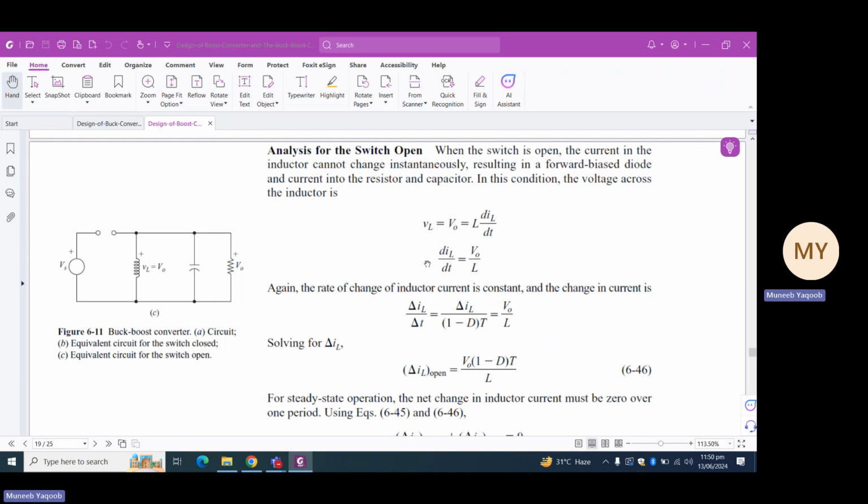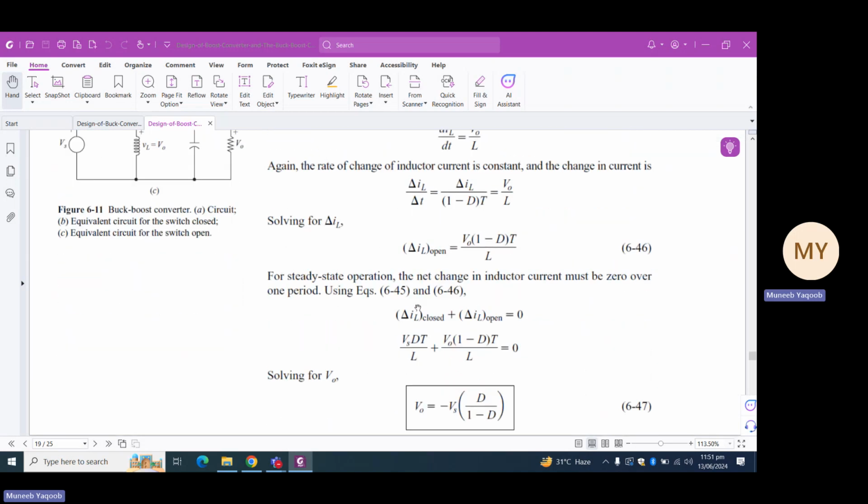Now we already know that after calculating delta IL open and delta IL closed, we add these two expressions and we take it equal to 0 because the overall change is equal to 0, and hence we get the expression for the output voltage. In the same manner as we did in the buck converter and the boost converter, we added the two changes in currents and took it equal to 0, and if we make V out the subject of the equation, we get the expression for the buck boost converter output voltage as V out equals to minus Vs times D upon 1 minus D, which is basically equation 6.47.